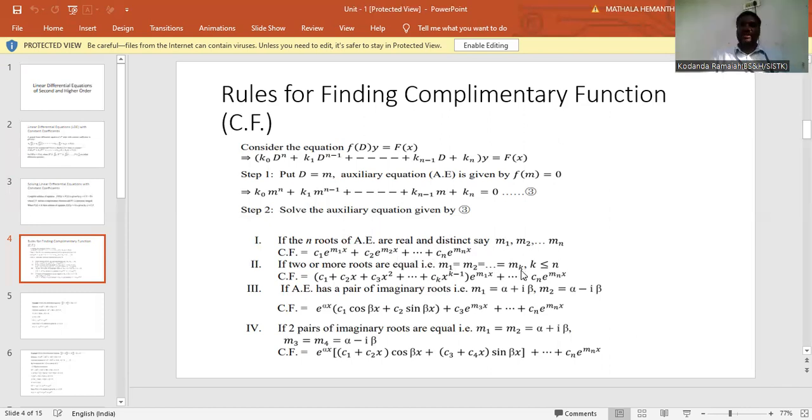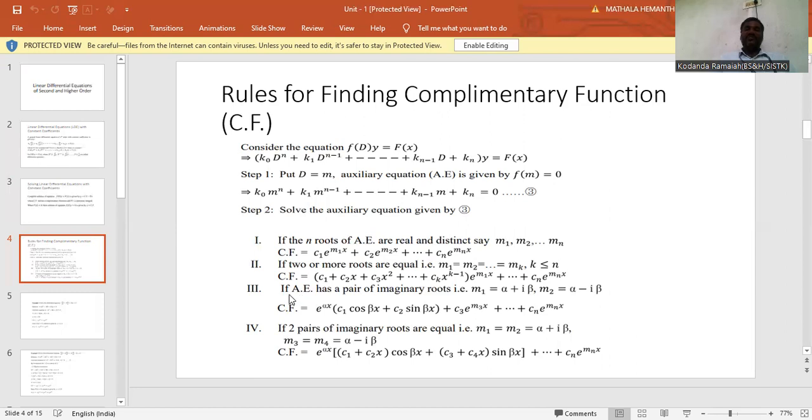On that time, complementary function equals c1 plus c2x plus c3x square plus and so on c suffix k x power k minus 1 into e power m1x plus and so on cn e power mn x. So if we take only two equal roots, we can write up to two terms, that is c1 plus c2x. In case three roots are equal, we can write up to three terms, c1 plus c2x plus c3x square.